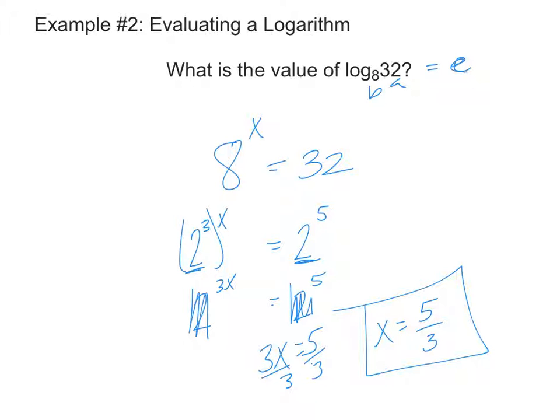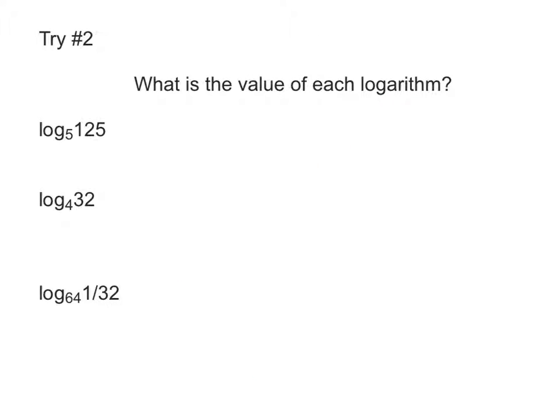All right, so we're going to practice on the next one. It says, what is the value of each logarithm? So it says log base 5 of 125. Remember, we're looking for the exponent, right? So the base is 5. To what power, we don't know, but it's got to equal 125. Now that's simple, right? Because 5 and 125 share a common base of 5.